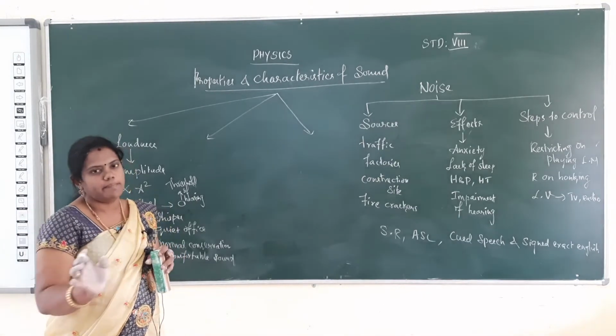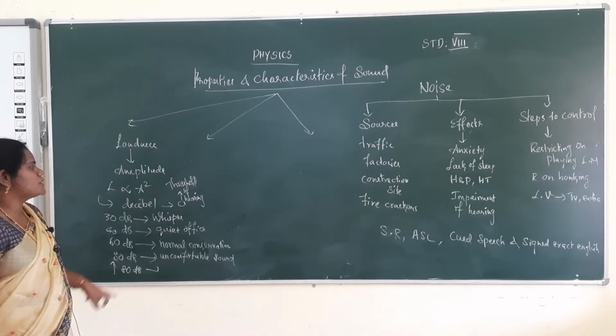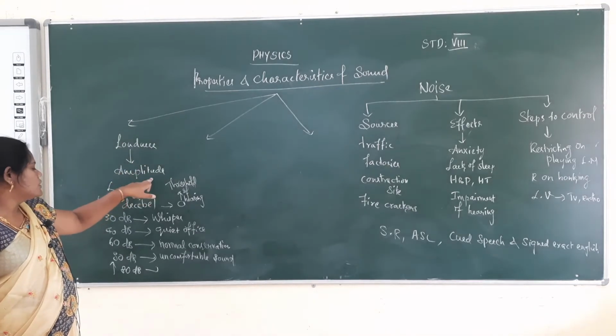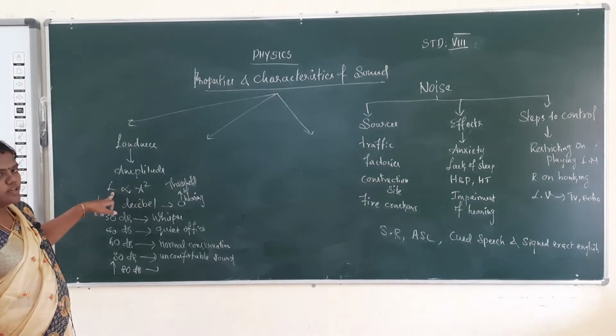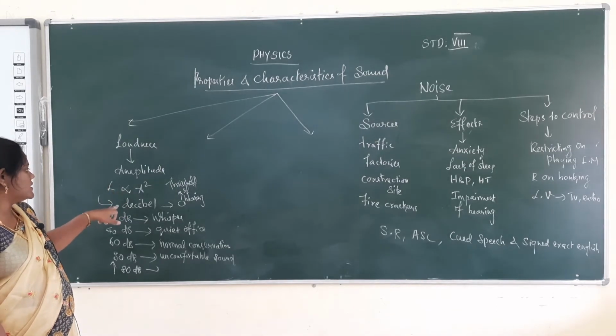It will definitely be created in your ear. Okay, so that is the loudness of sound. Loudness completely depends upon the amplitude. So as amplitude increases, loudness automatically increases. The unit of loudness is the decibel.